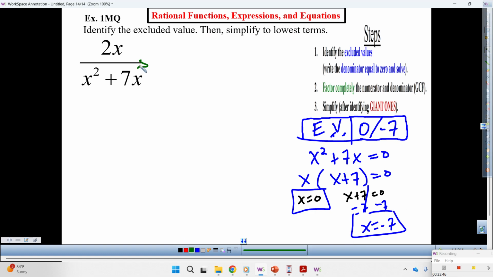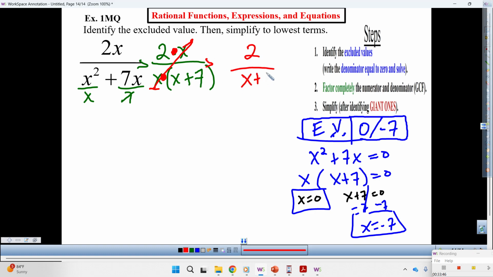All right. Simplify. Can we simplify this anymore? No, I'm just going to write it as 2 times x. The GCF for this one is x. So x squared divided by x leaves us with x. 7x divided by x, we eliminate that. That leaves us with 7. Right? What's my giant 1? Giant 1 is the x. Answer, 2 over x plus 7.